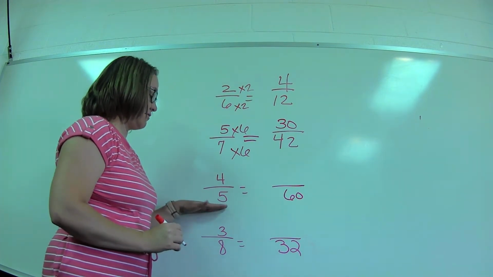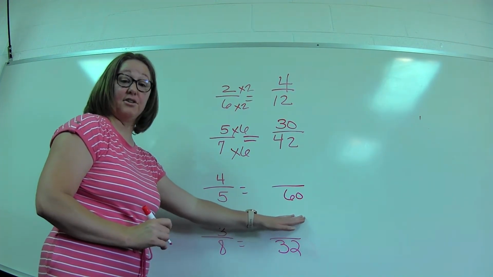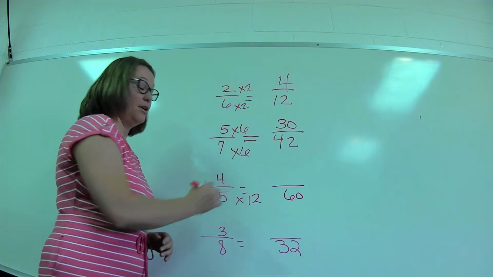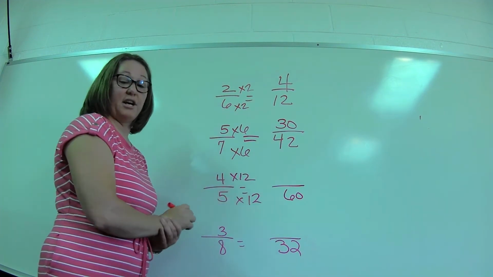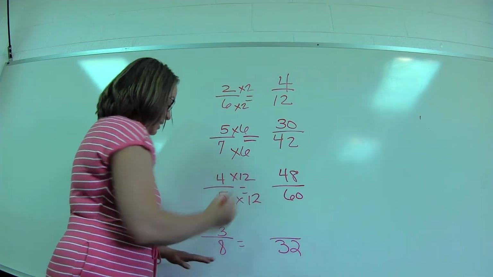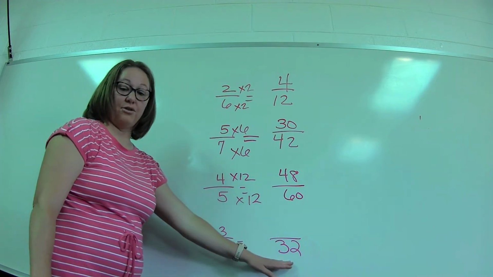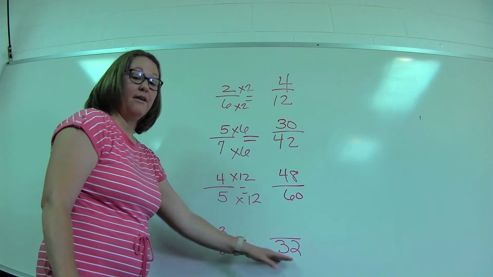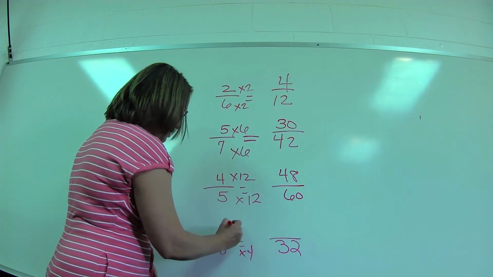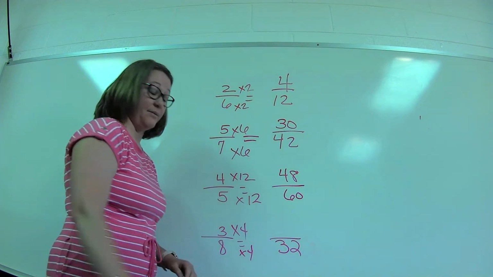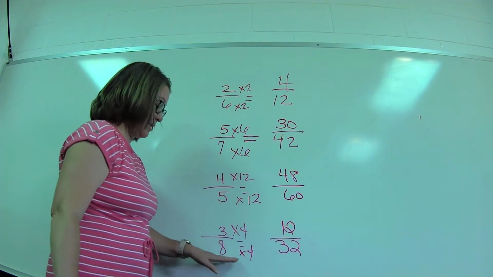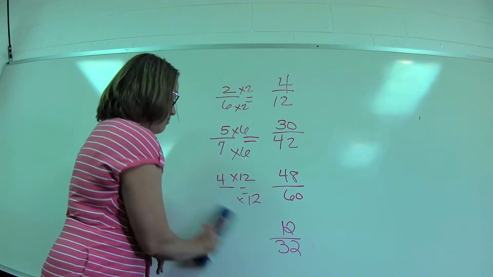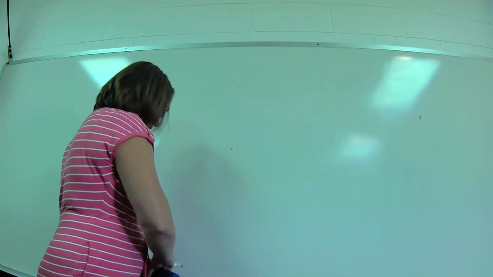All right, we have 4/5. We want to have 60 now as our denominator. That's right. 5 times 12 equals 60. Do that to your numerator. Now you have 4 times 12. You have 48. Now we have 3/8, and we want to go to 32 as the denominator. 8 goes into 32 how many times? 4 times. So 8 times 4. Now we have to do 3 times 4, and 3 times 4 would be 12. Notice we made a larger denominator. That means we multiplied. Now we're going to take a number and try to reduce it.